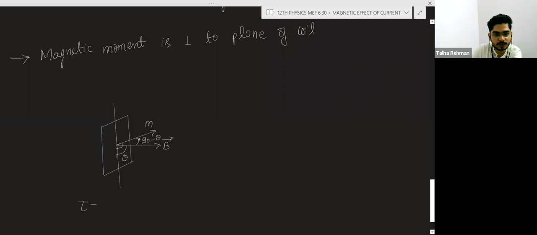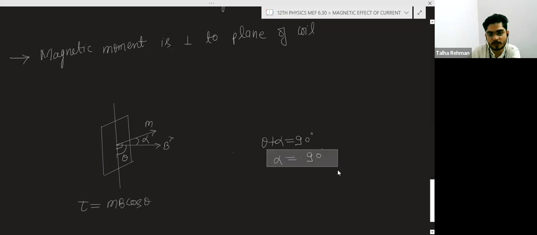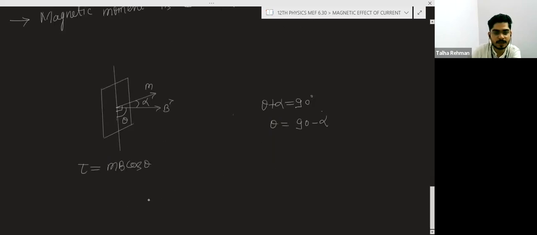Okay, so you can convert the equation of the torque. Torque is given by mB cos theta. I am supposing this angle as alpha, and this alpha is the 90 minus theta we know. So you can write theta plus alpha is equal to 90 degree, and theta is equal to 90 minus alpha. Now put the value of theta here. So the torque will become mB cos(90 minus alpha). Cos(90 minus alpha) is equal to sine alpha. So finally your torque will be mB sine alpha.